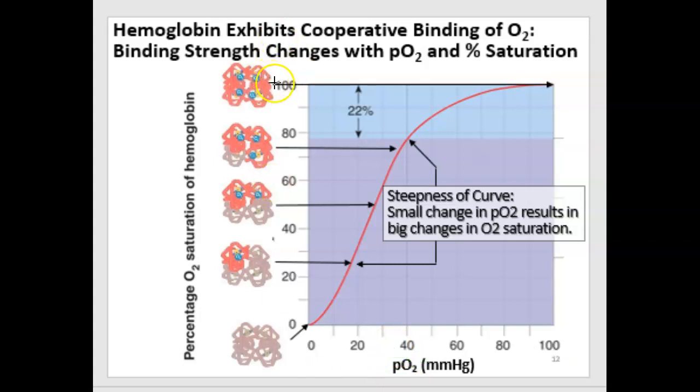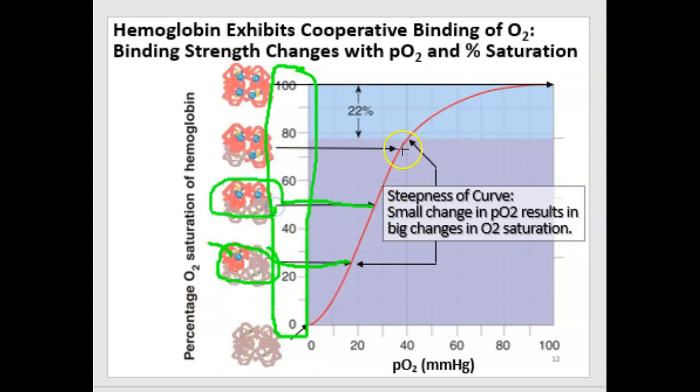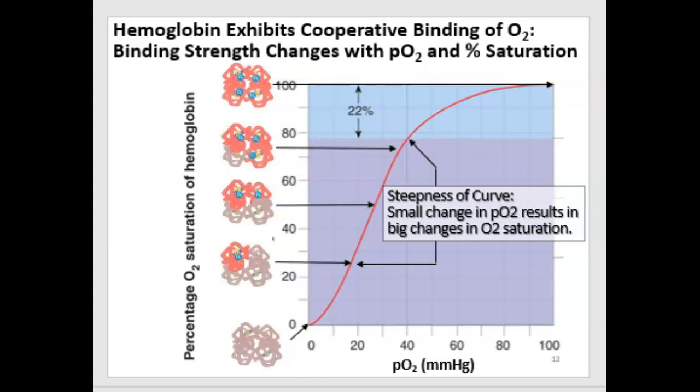And then on the left, you have the percent saturation of hemoglobin molecules from 0 to 100%, where 25% means that there's just one oxygen bound. And then at 50% there's 2, and at 75% there's 3, and at 100% there's 4. You get the idea. And I guess one of the most important features is the concept that this is an S-shaped curve.